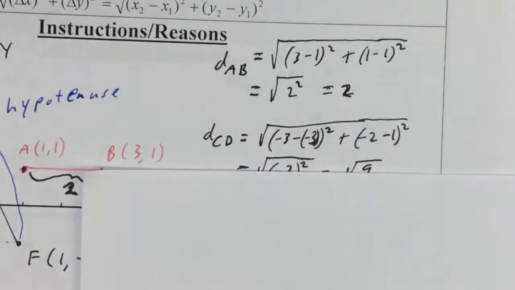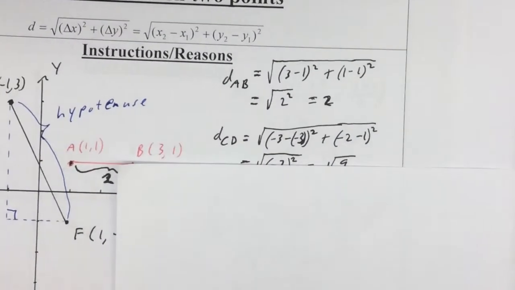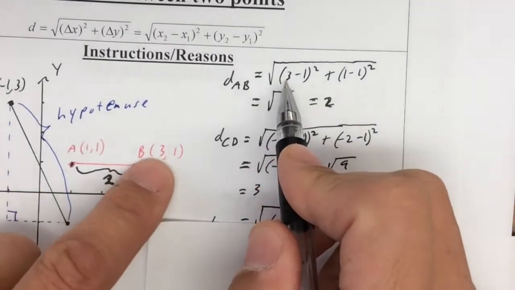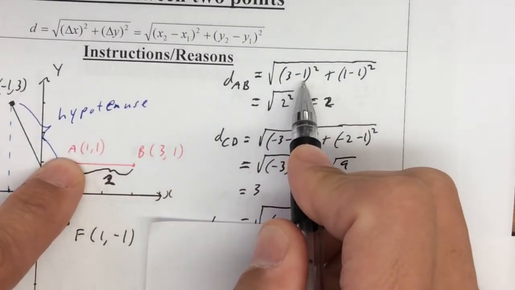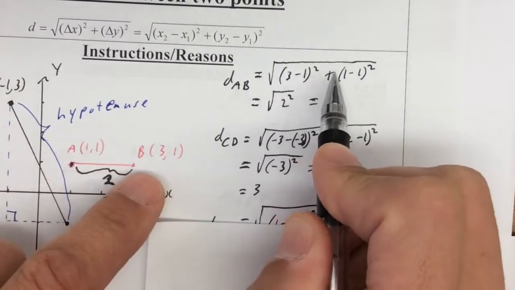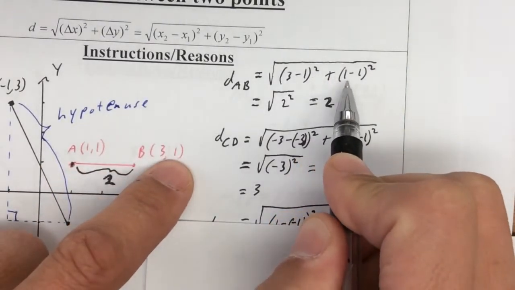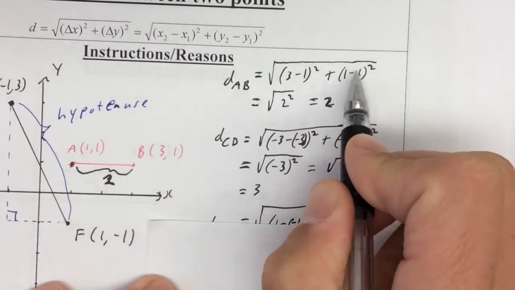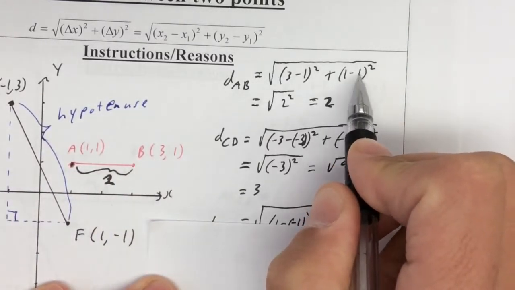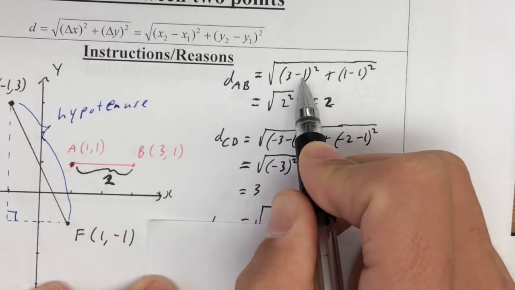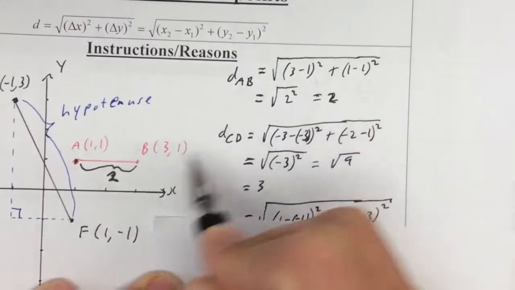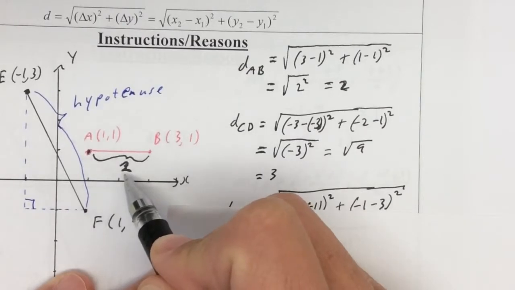So the distance formula takes x2 minus x1 squared, plus y2, which is 1, minus y1 squared. 1 minus 1 is 0, so when you square it, you get 0. 3 minus 1 is 2, so you get 2 squared. The square root just gives you 2, which is what we logically got here.